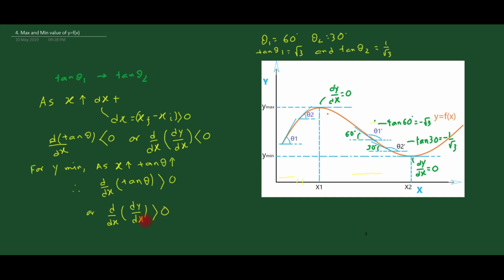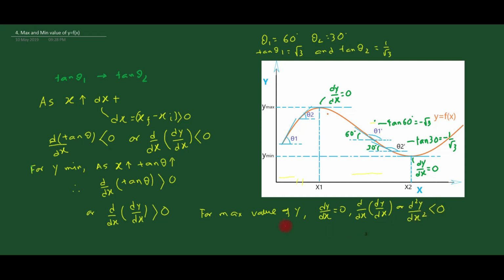So we get a clear-cut condition for the maximum value of y and for the minimum value of y. For the maximum value of y, first of all, dy by dx has to be 0, and in addition to this, d by dx of dy by dx, which is written in this form, d2y by dx square, as we have seen here, is less than 0.